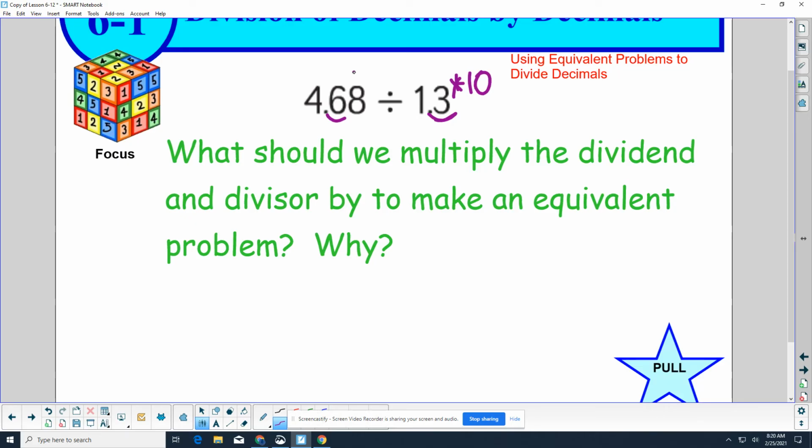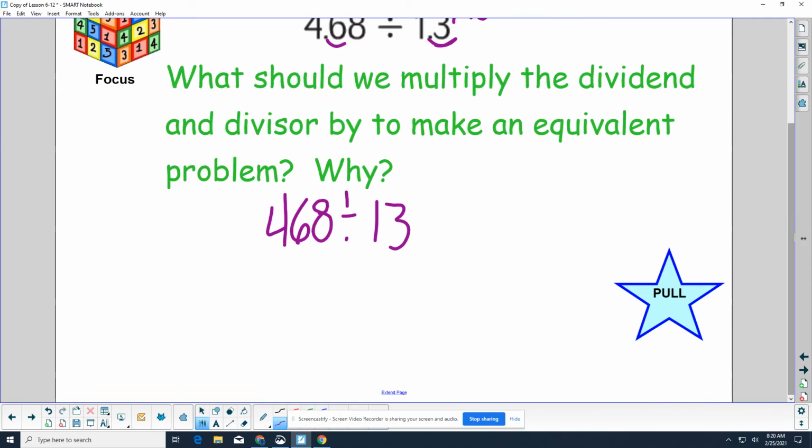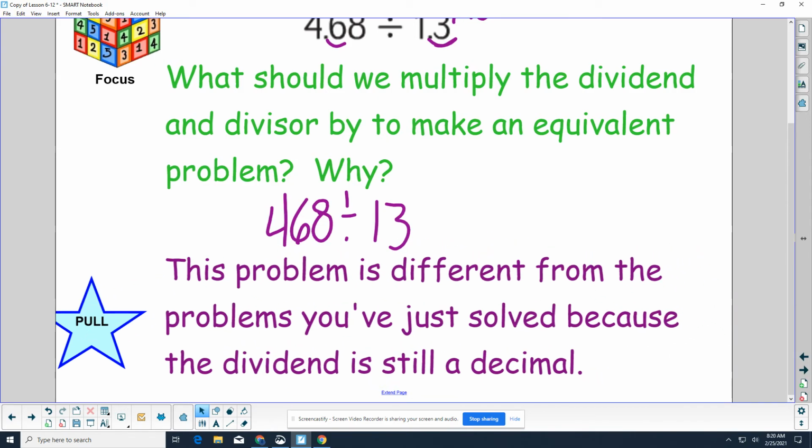So I actually have to multiply by 10 to the second power, and I would have to do the same here. So in this case, I looked at the divisor first, and I only have to move 1 place value. But whenever I look over here at the dividend, I have 2 digits that I need to move out of the decimal side into the whole numbers, so I can multiply by 10 to the second. So then I end up with 468 divided by 13. And again, it's equivalent because I made the same change on both sides. I multiplied them both by 10 to the second, or by 100.